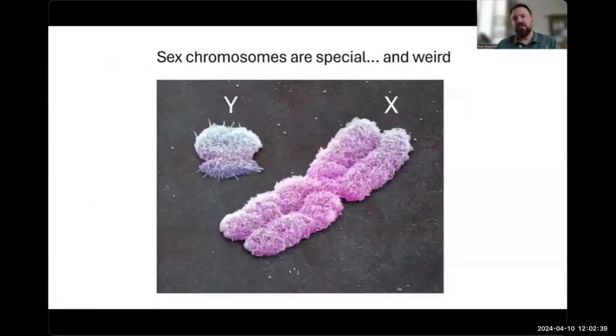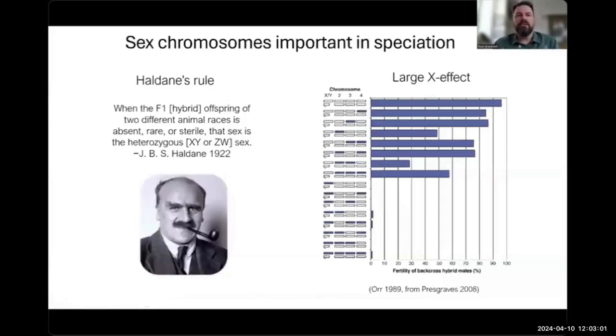Okay, so just to quickly rehash, sex chromosomes are special and they are also kind of weird. These chromosomes at one point in their history can be autosomes, and then they take on these crazy properties where the Y chromosome becomes degenerated, gets enriched for male-specific genes, stops recombining with the X chromosome, and accumulates lots of repetitive elements. And it's known that the sex chromosomes are important in speciation. This was pointed out a long time ago by JBS Haldane.